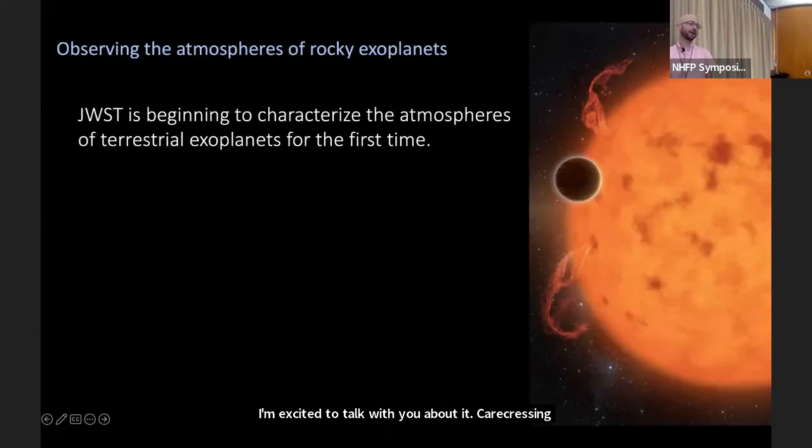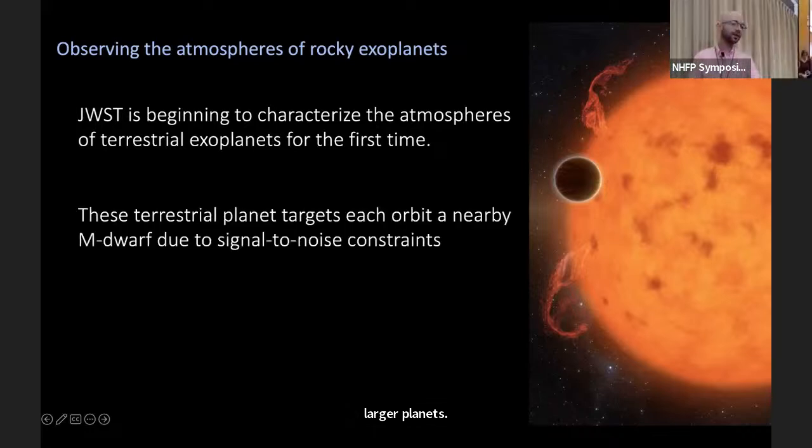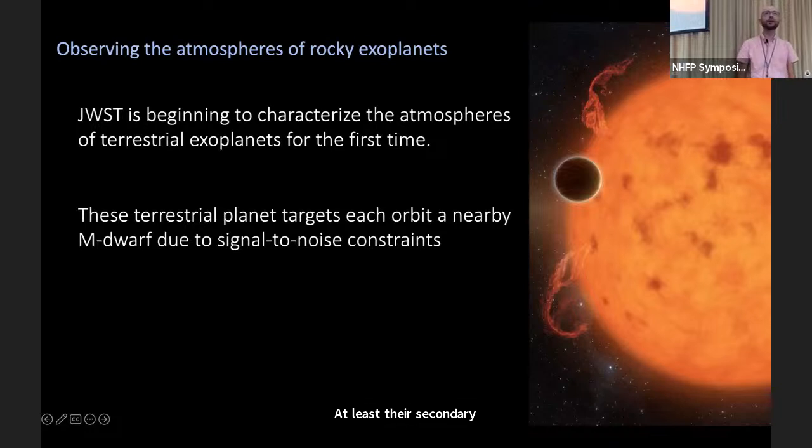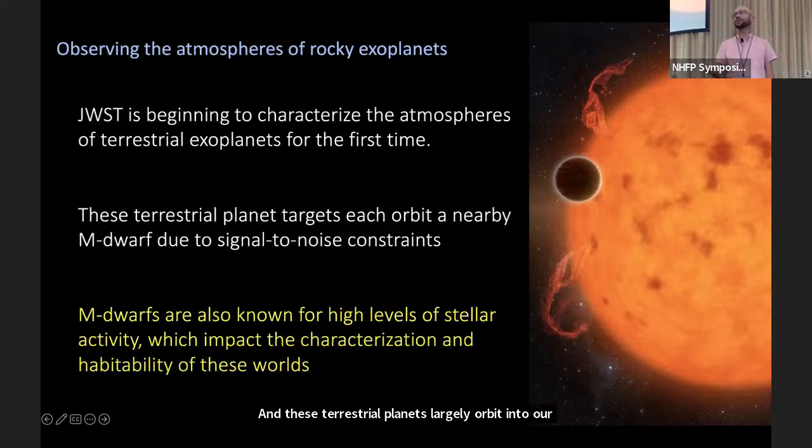First, JWST is beginning to characterize the atmospheres of terrestrial exoplanets, and not just larger planets, or at least their secondary atmospheres, for the first time. And these terrestrial planets largely orbit M-dwarf host stars due to various signal-to-noise constraints. However, M-dwarfs are also known for their high levels of stellar activity, which can impact both the characterization and habitability of these small planets. Why?